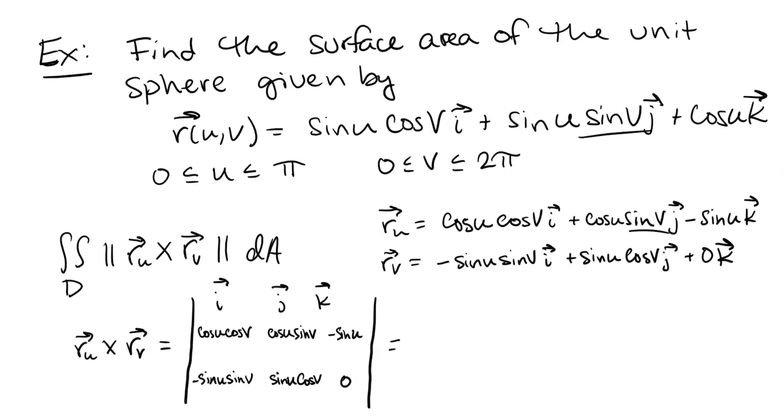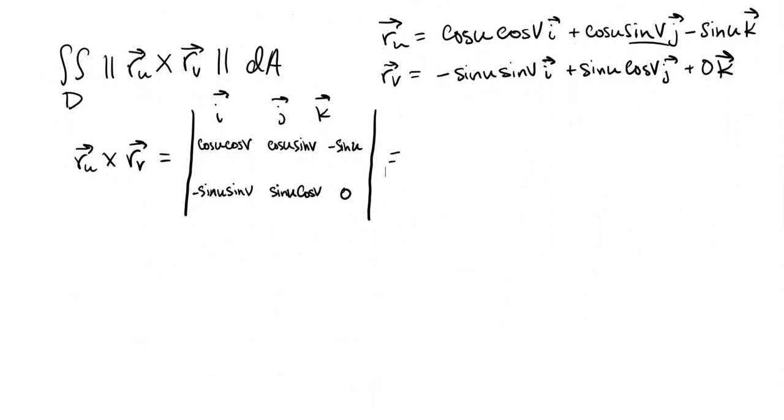So let's go ahead and compute this determinant. First we compute the i component. Looking at the little determinant, we end up with cosine u sine v times 0, so really just 0, and then minus a negative, so plus, we're going to end up with sine u times sine u cosine v, so sine squared u cosine v, all times i.